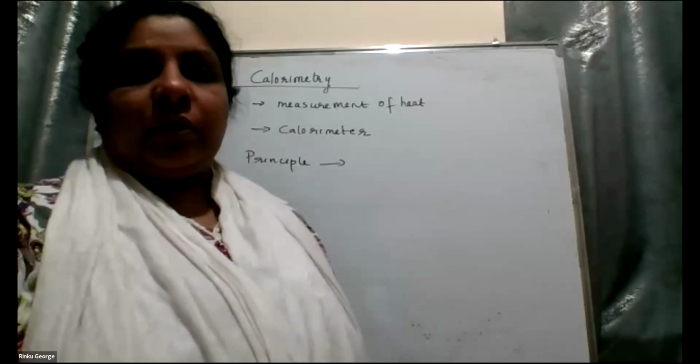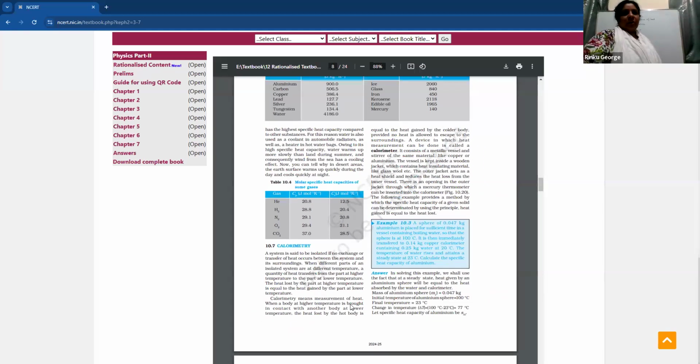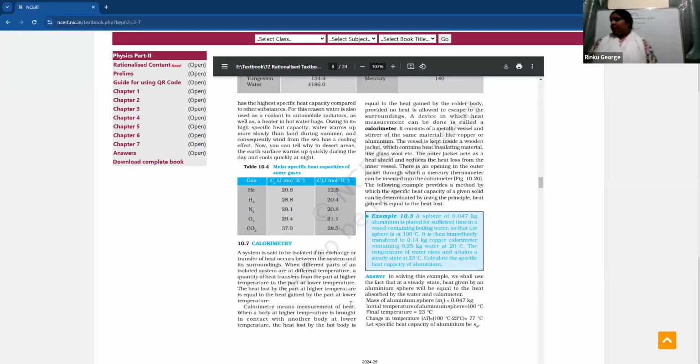We will read from the textbook how the device is made and all. Below calorimeter, read that paragraph. Below calorimetry, up to example 3, read that. All of you read. Before that, below the table.